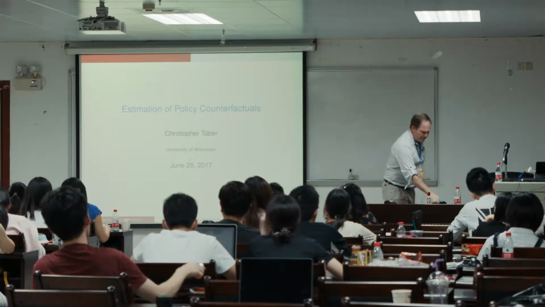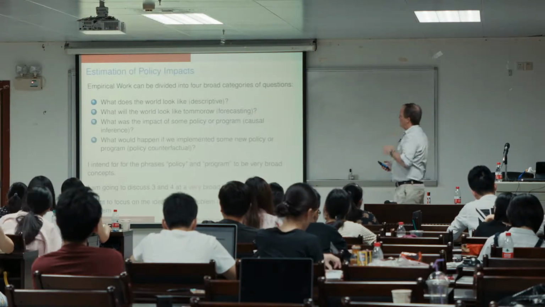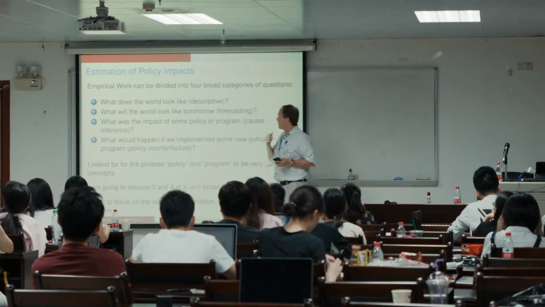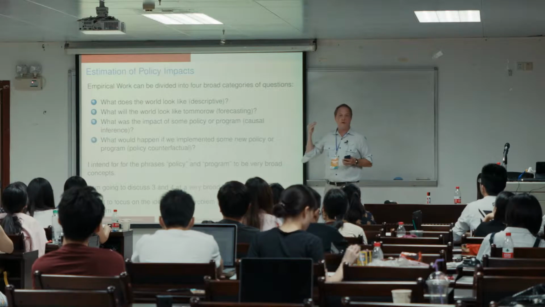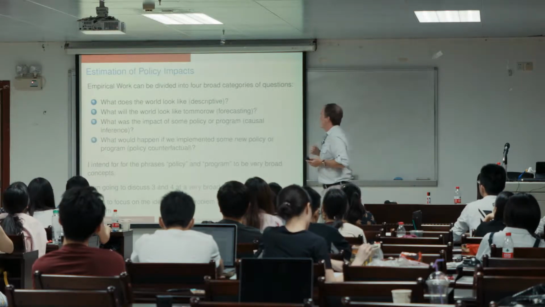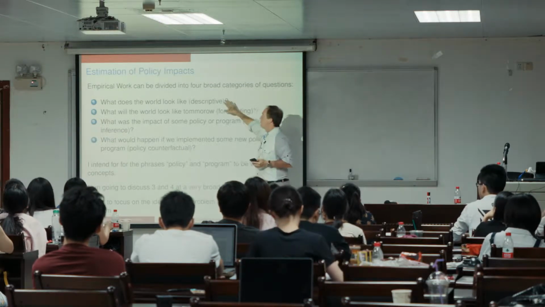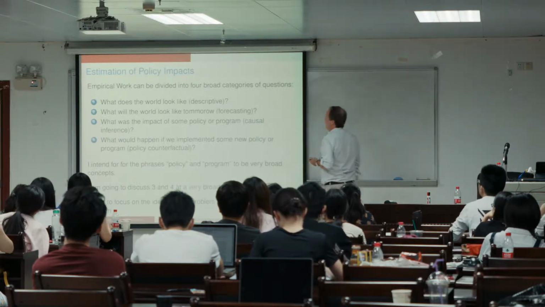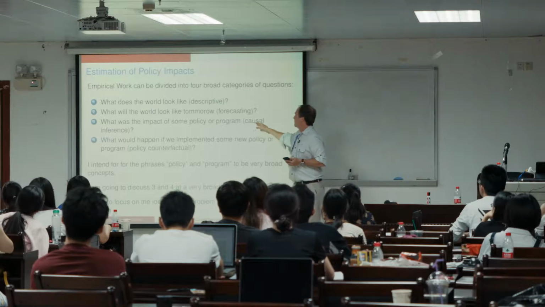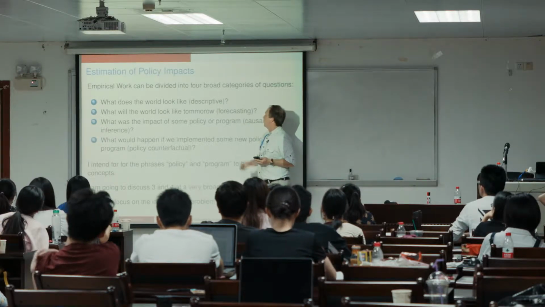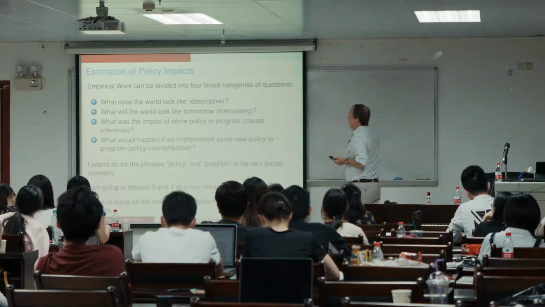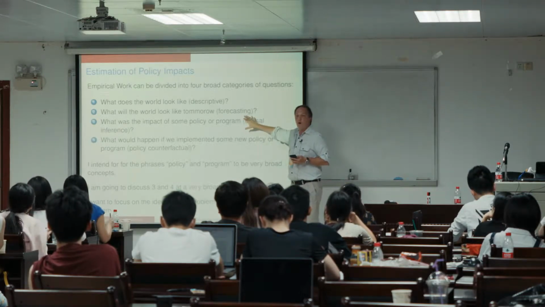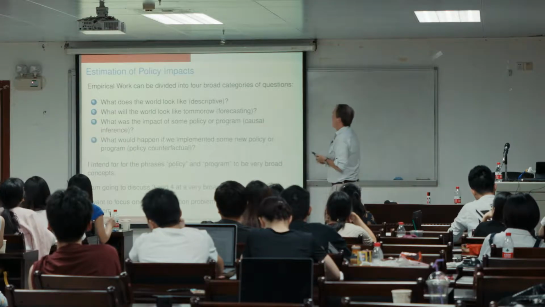Okay, so we can divide empirical work in economics, or more broadly empirical work in all sciences, into four different types of questions that we might ask. The first one is, what does the world look like? I'm going to call this descriptive. The second is, what will the world look like tomorrow? We'll call this forecasting. The third kind of question is, what was the impact of some policy or program? And we'll call this causal inference.